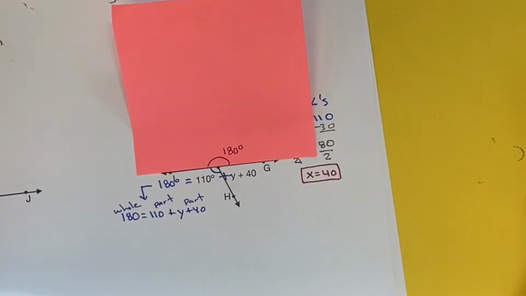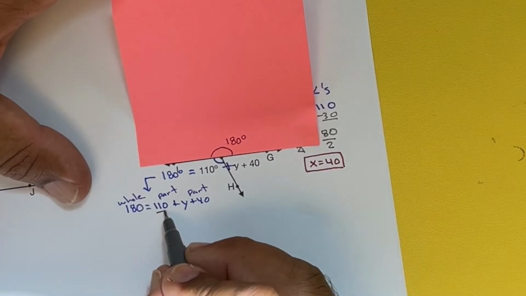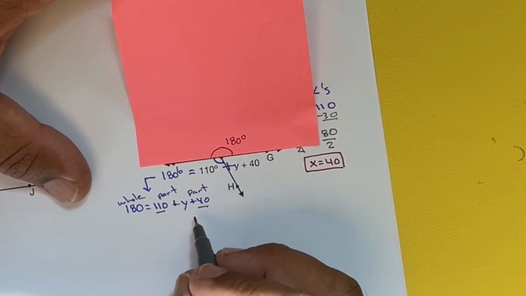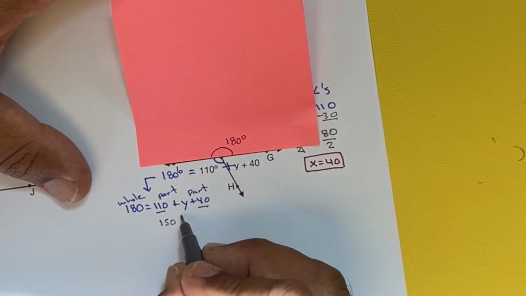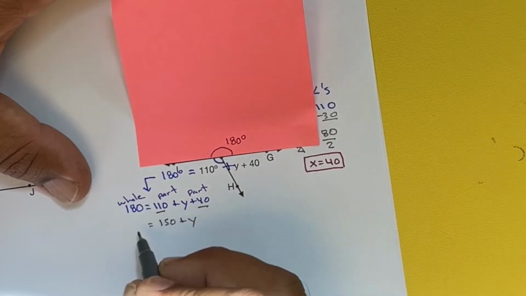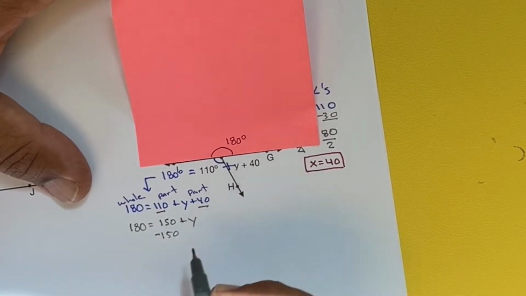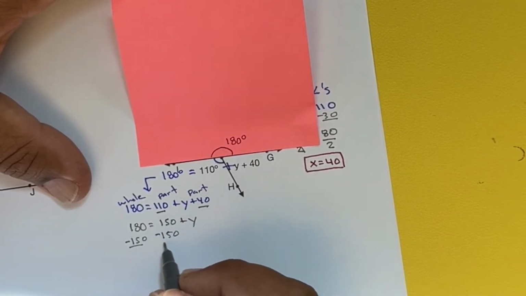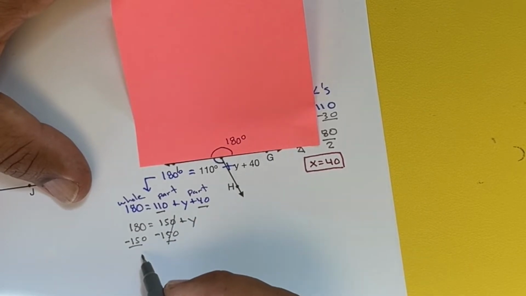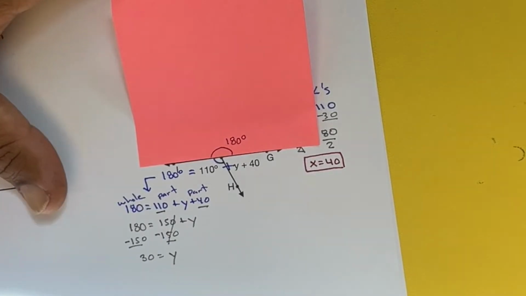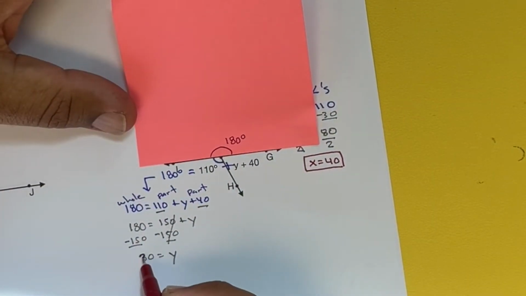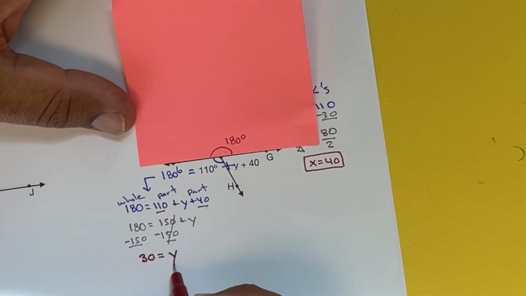So now I'm just solving for y. I'm going to combine like terms. 110 plus 40 gives me 150 plus y equals 180 on that side. Now I can subtract 150 from both sides. And I get 180 minus 150 is equal to 30, and that equals y. That is my answer for y. So let me write that in red. And I've got my answer for y.